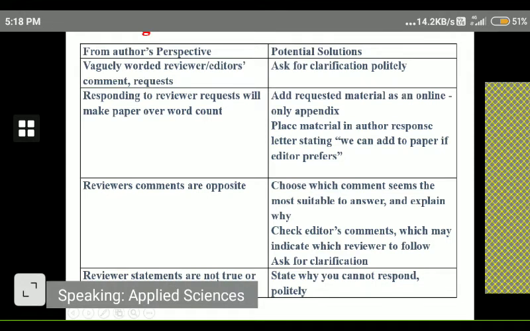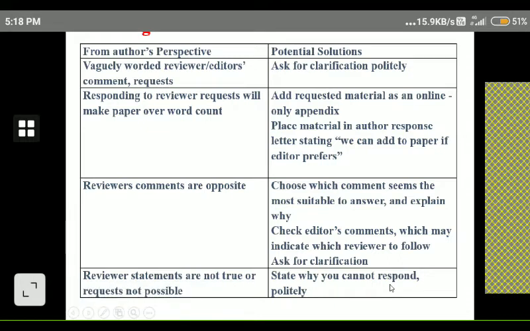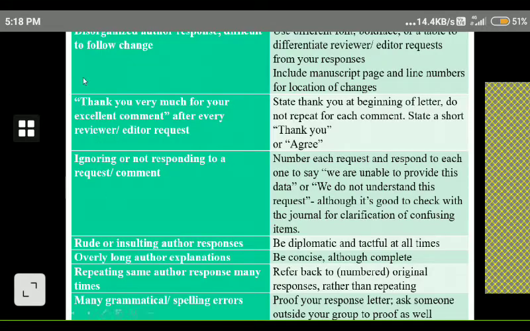If reviewer statements are not true or requests are not possible, then you have to answer clearly in a polite way. You have to be very polite and diplomatic when you are writing this answer. You have to be tactful. You should not be egoistic, and you have to respect the ego of the reviewer. You should not fight with him. Ultimately, it will harm you.